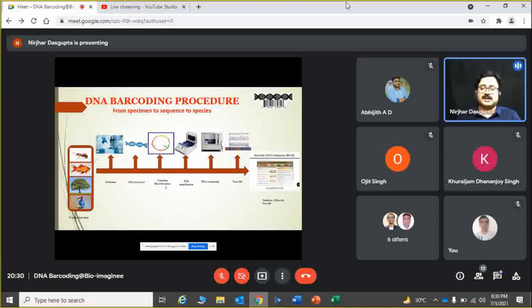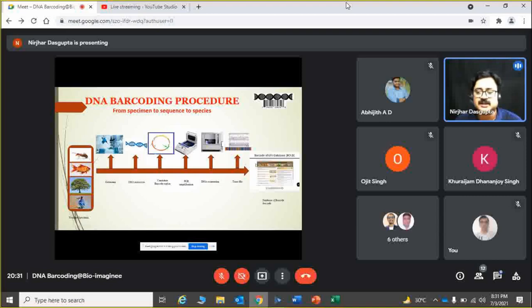And once you have done it, then it is exactly the same. So now you know the barcode region, and you know the primers which are available for that. So simply you collect all the samples, then go for DNA extraction, then amplification using that particular primer, and then sequencing and data analysis.